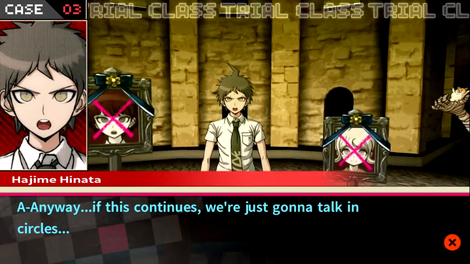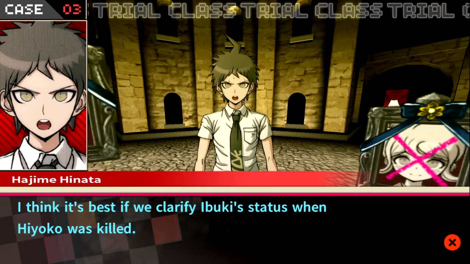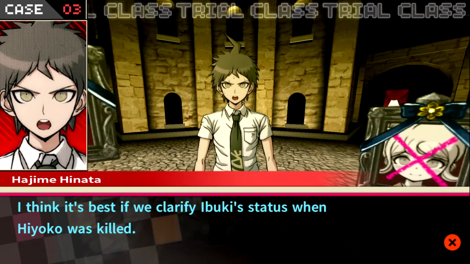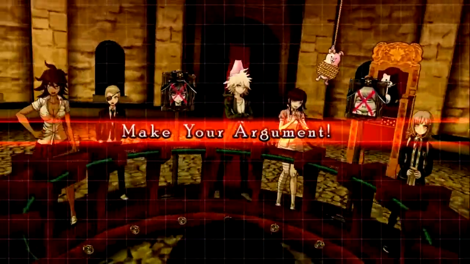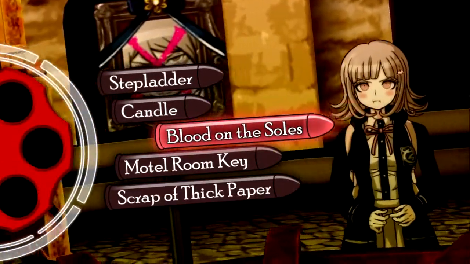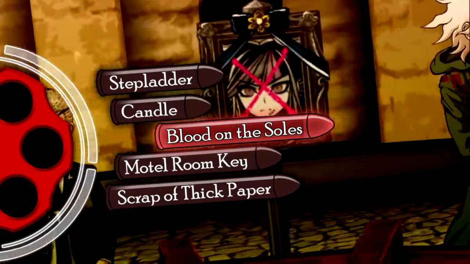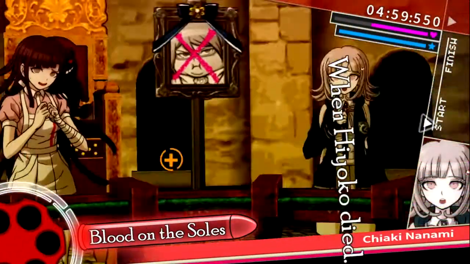Anyway, if this continues, we're just gonna talk in circles. I think it's best if we clarify Ibuki's status when Hiyoko was killed. Blood on the soles, motel room key, thick scrap of paper, stepladder, candle. I'm pretty sure we're gonna be using the blood on the soles for this one. We just have to figure out where Hiyoko died.